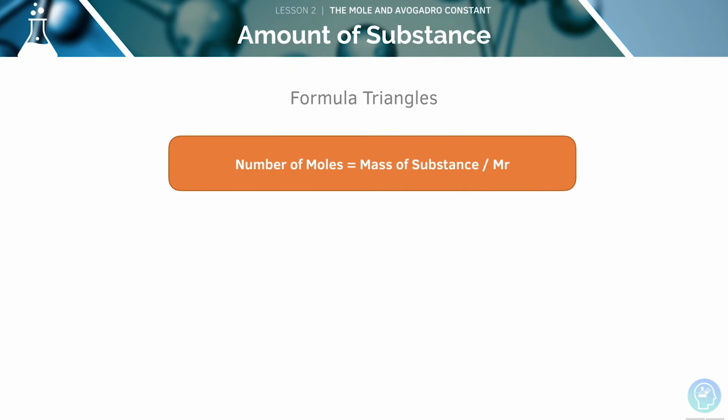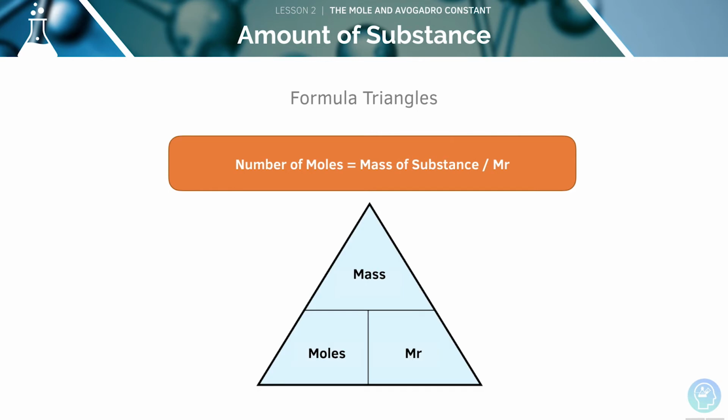When you have an equation that you need to remember, it's useful to draw yourself a formula triangle to help you visualise the calculation you need to do. To calculate the number of moles, you can use the following equation. The number of moles is equal to the mass of the substance over Mr. Here is a formula triangle which will help you to visualise this equation. Cover up the piece of information you're not given in the question to help you rearrange the equation.